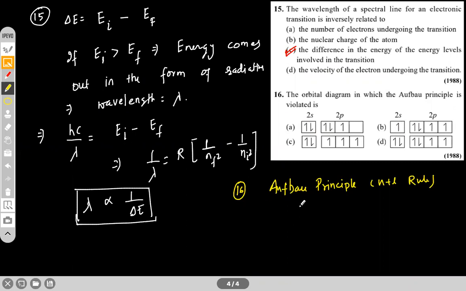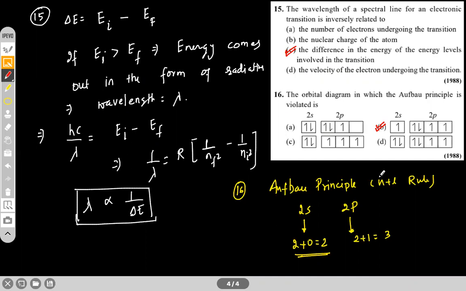So in the question, it is given 2s and 2p. If you calculate the n plus l value, for 2s it is 2 plus 0, that is 2, and for 2p it is 2 plus 1, that is 3. It means that the 2s orbital must be fully occupied first, and then the electron goes into the 2p orbital. Here 2s is fully occupied and then the electron goes into 2p, so this option is not correct. Here the 2s orbital is not occupied and the 2p orbital has electrons. Hence, option B does not follow the Aufbau principle. Answer would be option B.